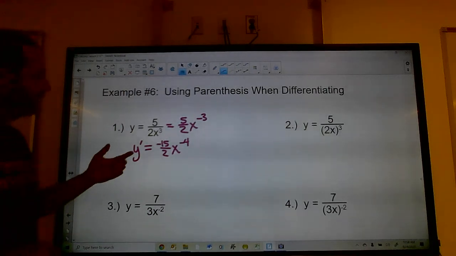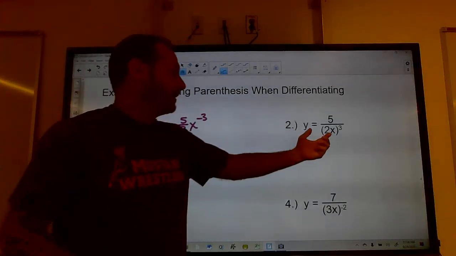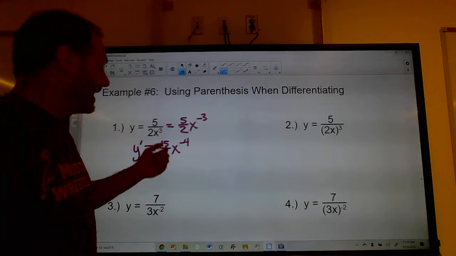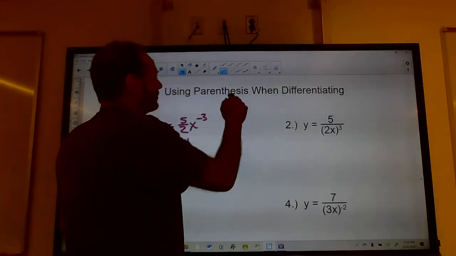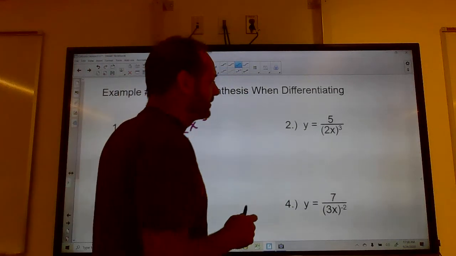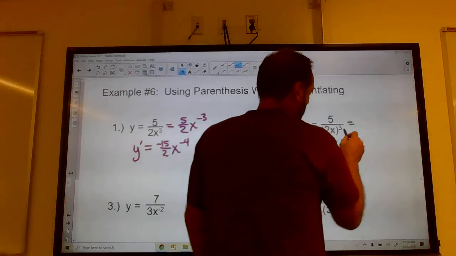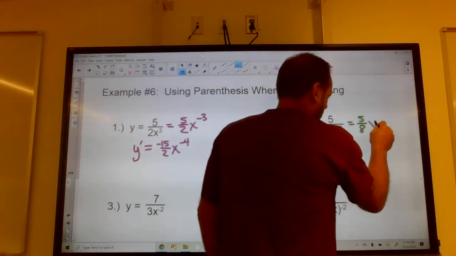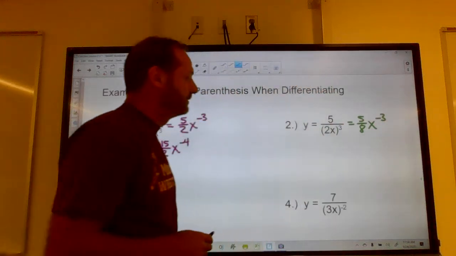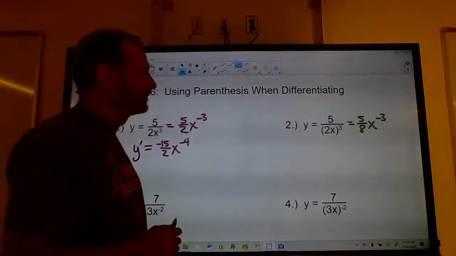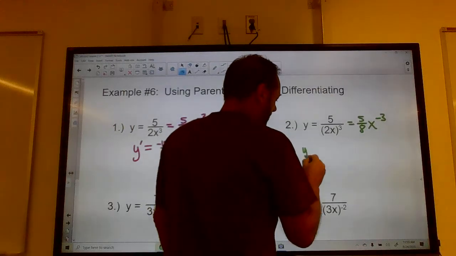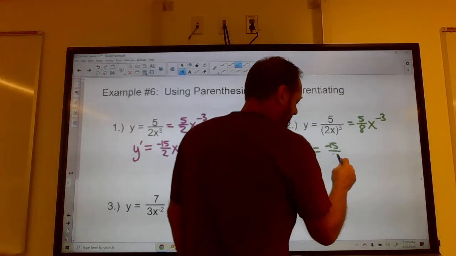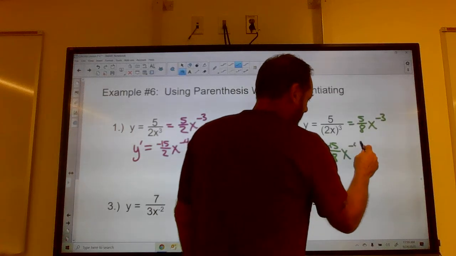Now you've got to be careful of these because look at the difference here. In this one everything is cubed, and in this one just the x is cubed. So make sure you take care of your algebra to start with. I would rewrite this one: 2 cubed is 8, so this would be 5/8 x to the negative 3. And then y prime is now going to be negative 15/8 x to the negative 4 power.